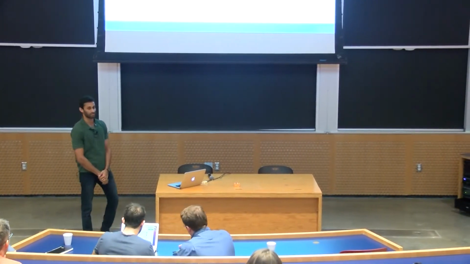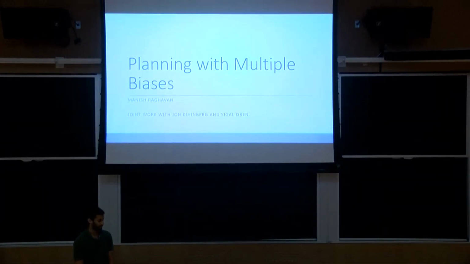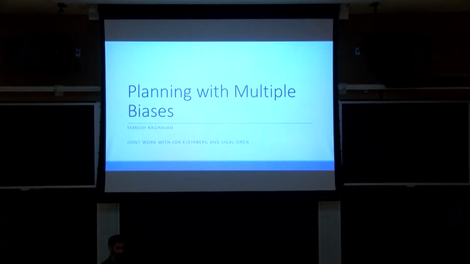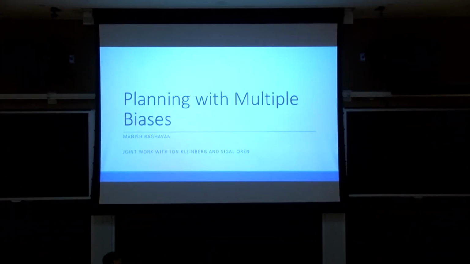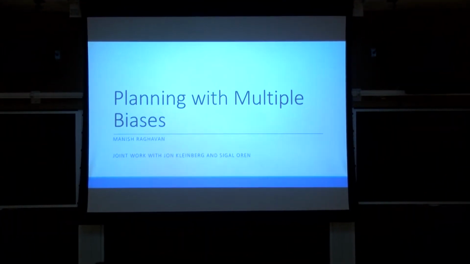So I'm going to be talking about planning with multiple biases, joint work with John and Sigal, who's here. And this is going to be a kind of modeling problem in behavioral economics that we're going to look at. Specifically, we're going to say, what happens if we look at agents that exhibit multiple behavioral biases simultaneously?